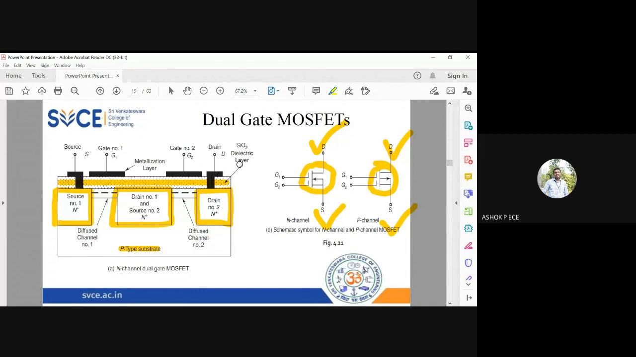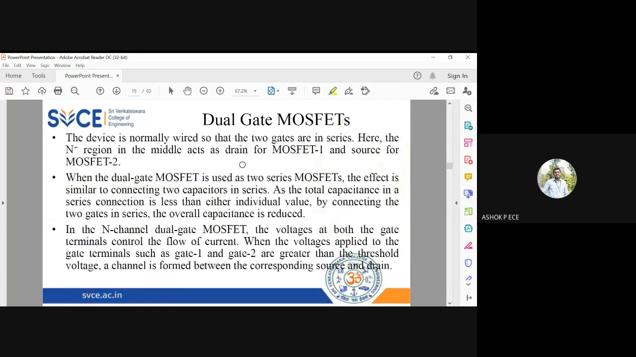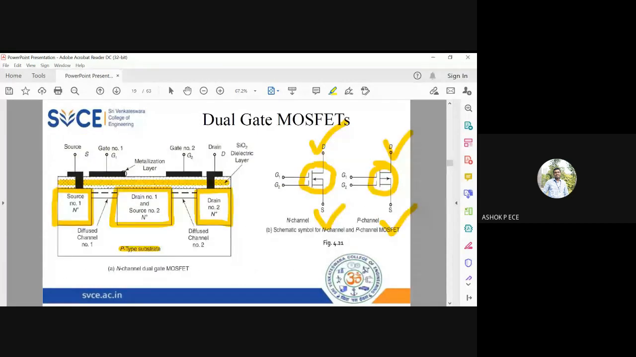Understand that the main purpose of having two gate terminals is to enable the device to operate at a very high frequency, which was restricted because of gate to channel capacitance. See here, the N plus region in the middle acts as a drain for MOSFET 1 and source for MOSFET 2. So the two gates are in series. When the dual gate MOSFET is used as two series MOSFETs, the effect is similar to connecting two capacitors in series. So you can see here you have one capacitor, and here you have one capacitor.